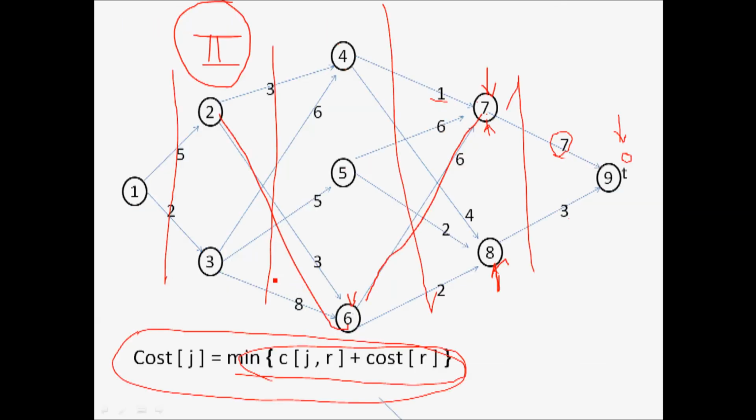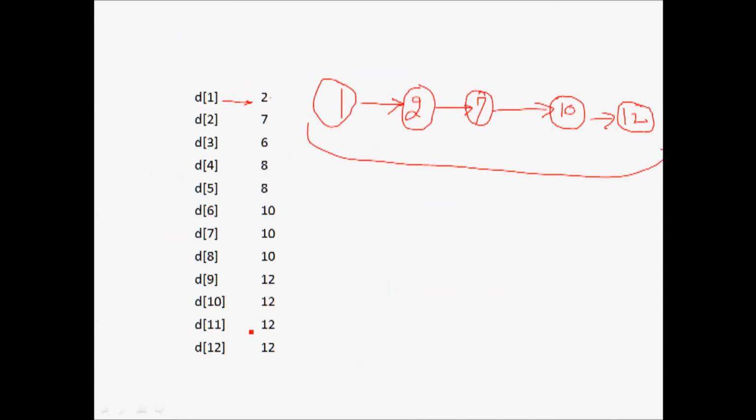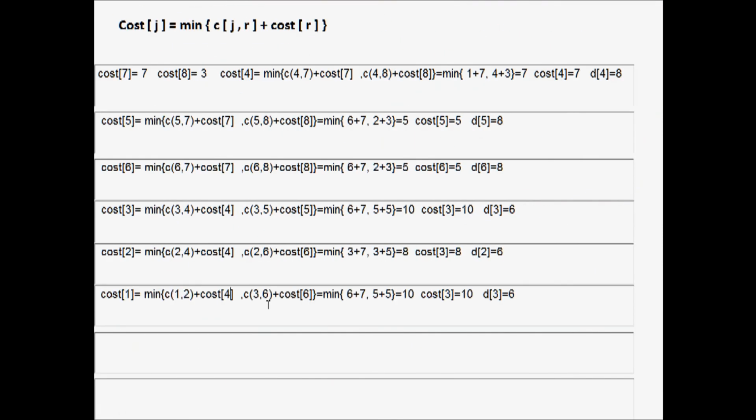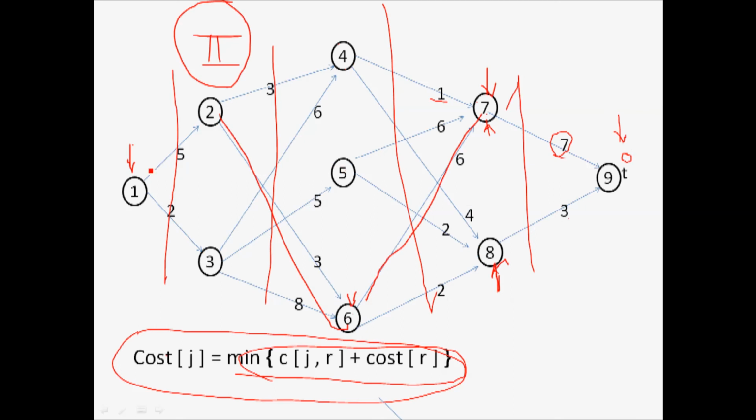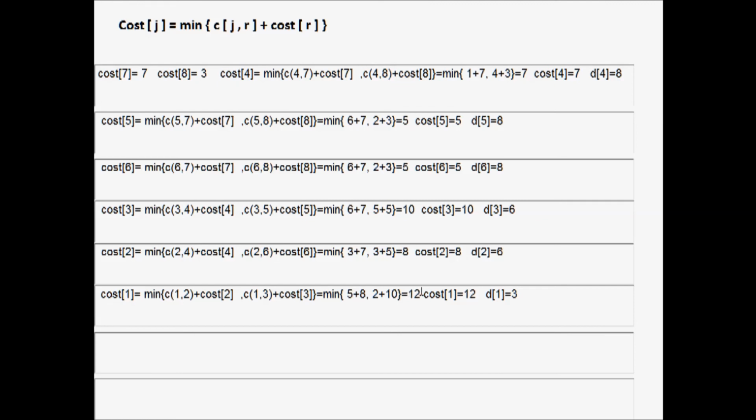Now we have to find the shortest distance, or the minimum path, from the vertex number 1. For finding the shortest distance of vertex number 1, we have to again use this formula. Now after calculating the cost of 1, which is equal to C of 1,2 plus cost of 2, or it can be C of 1,3 plus cost of 3, the minimum cost comes out to be 12, which is through the vertex number 3.